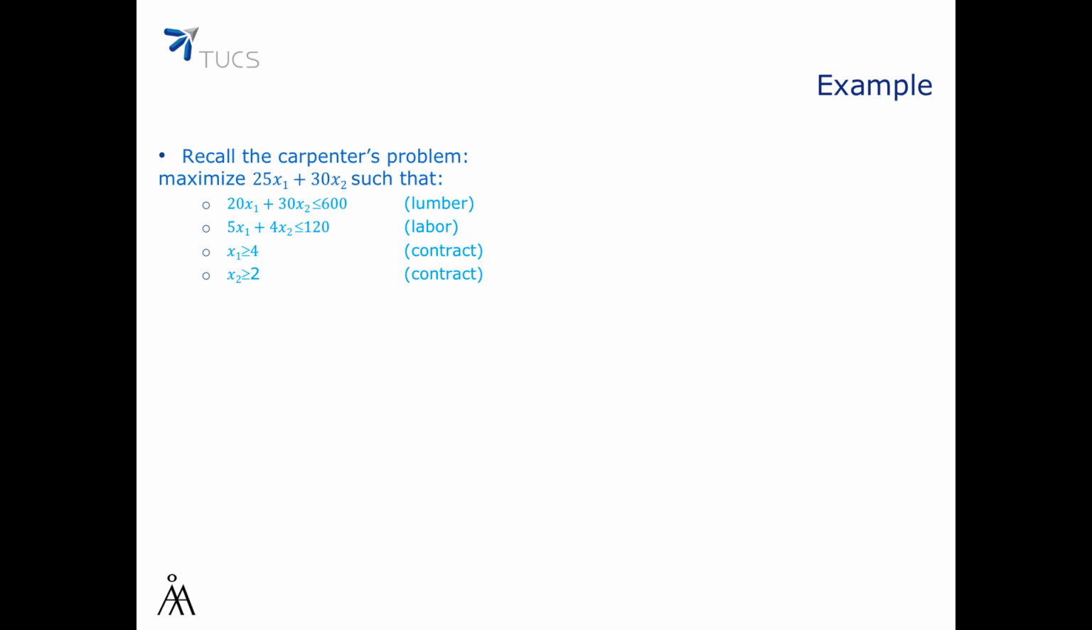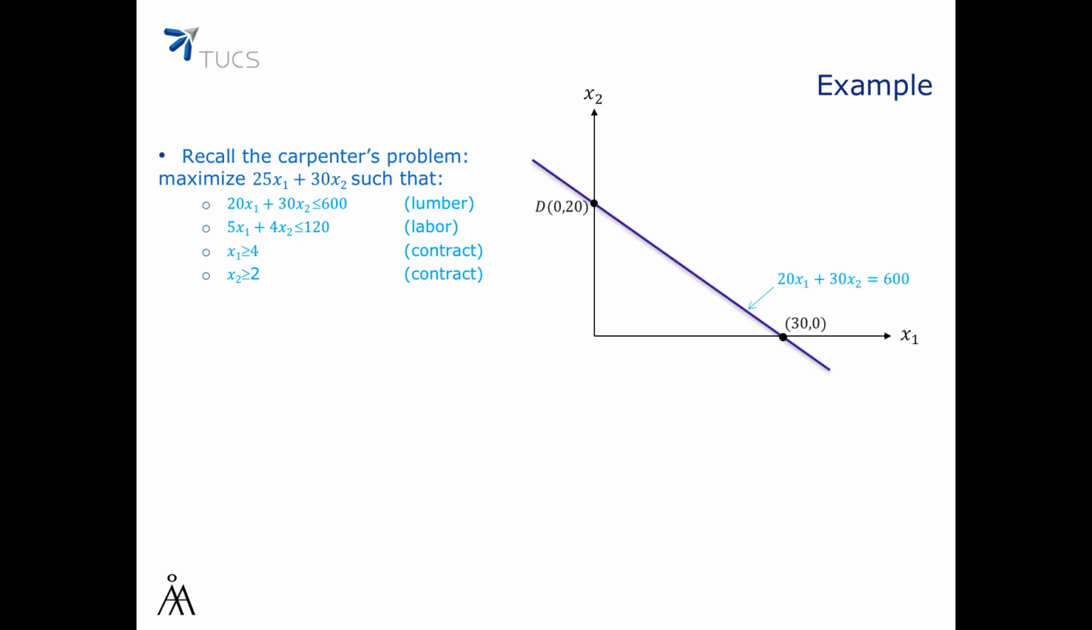Here is the example of the carpenter's problem that we discussed in the previous video. So let's see how this looks from a geometric point of view. The first constraint translates into this line. We can easily see that the area we are interested in is below this line because the expression 20 times x1 plus 30 times x2 evaluates to 0 in the origin, which is smaller than 600.